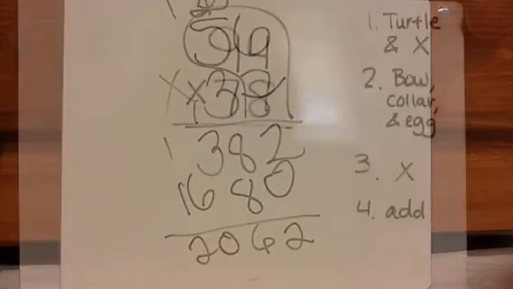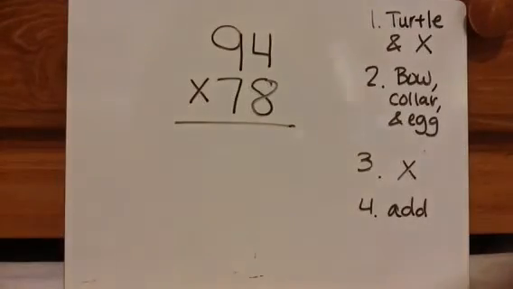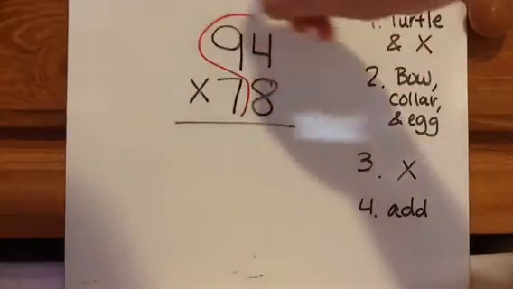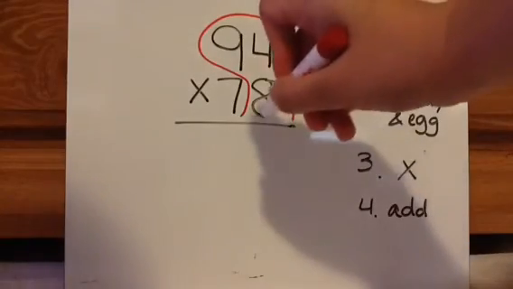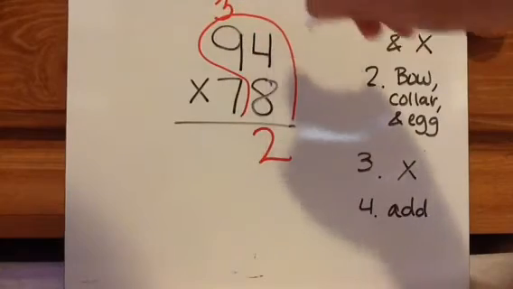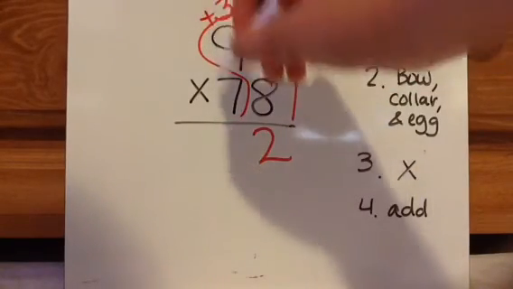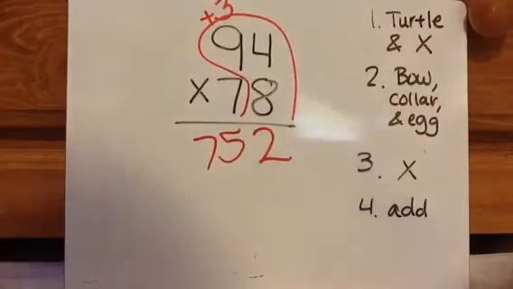Let's do one more. All right, here's another one for you. 94 times 78. I wrote the steps on the side. Press pause, work the problem, and press play when you're ready to check. Okay, step 1, draw the turtle and multiply. 8 times 4, 32. Carry the 3. 9 times 8 is 72, plus the 3 is 75.